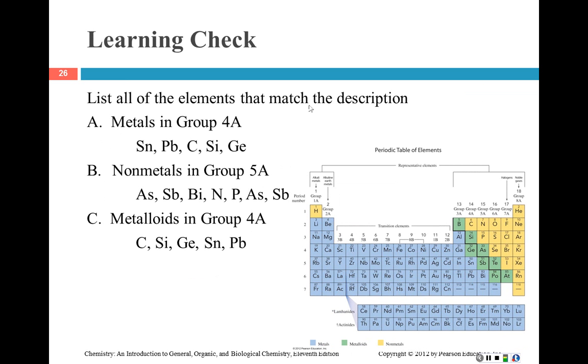Now list all of the elements that match a description. Metals in group 4A. So we've got 1A, 2A, 3A, 4A. All the elements in this list that are in group 4A, I see silicon, germanium, tin, lead, and carbon. They're all in group 4A, but what is it asking for? The metals. What color would the metals be? Blue. So as far as the metals in there, it's going to be tin and lead. Very good.